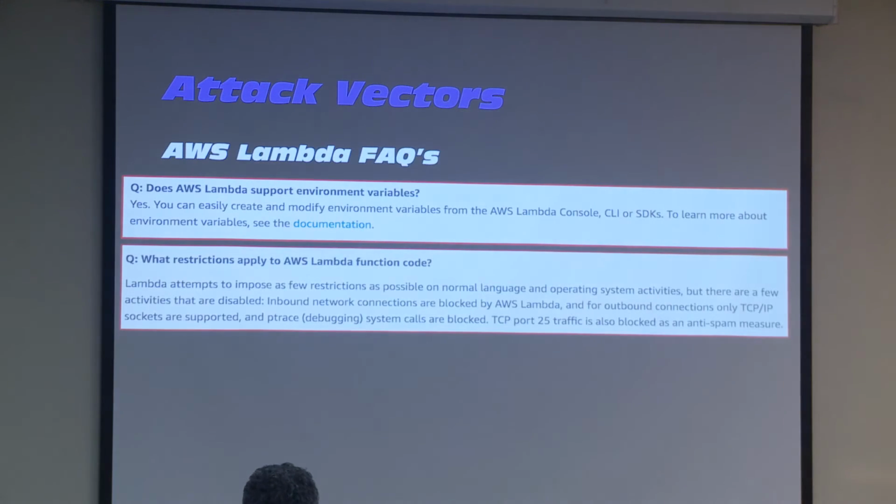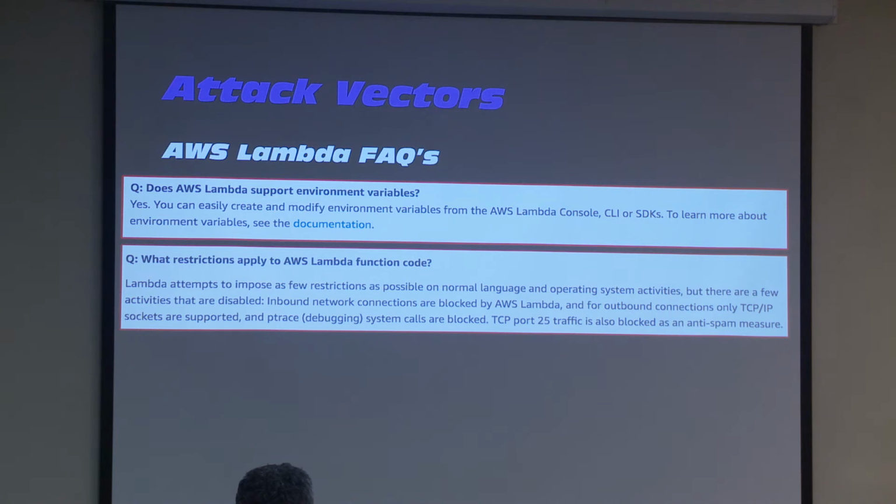So, a quick screenshot off of the Lambda FAQ, which caught my attention as I was doing the research. Does Lambda support environment variables? Yes, you can easily create and modify environment variables. So initially I started off with, can I store credentials in those? Evidently you can. It's pretty common, actually. What are some of the other environment variables that we might be able to manipulate and do unintended things with? Further down, I'll talk a little bit more about how we can change the Python path variable and do some interesting stuff with that.